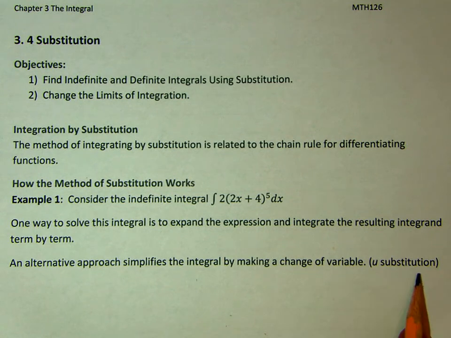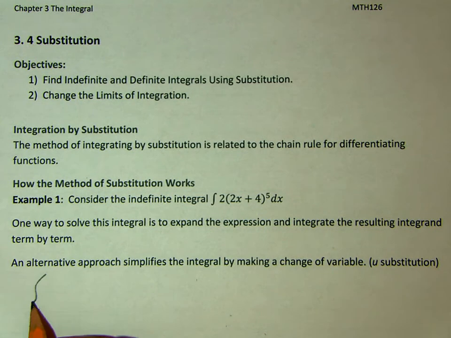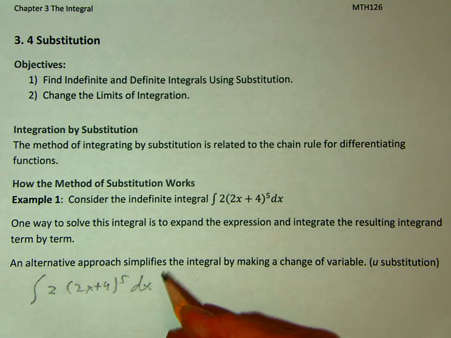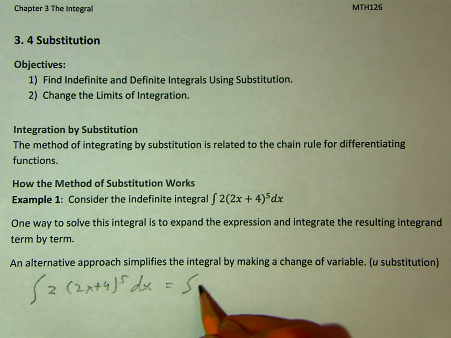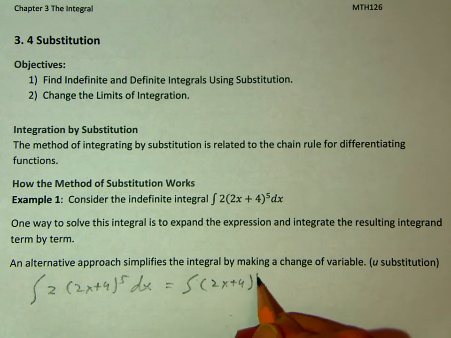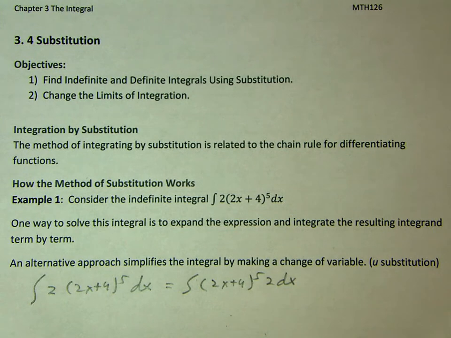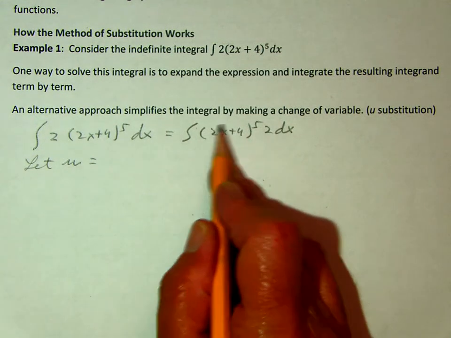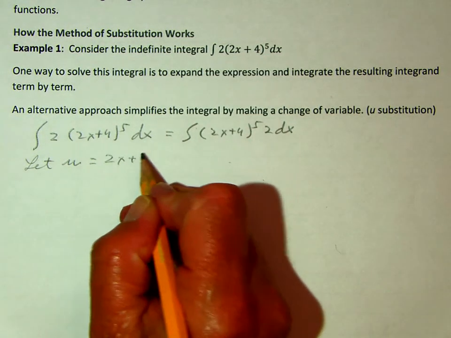This is called u substitution. First, I want to take our original integral and rewrite it just a little bit. Now, if I can simplify the inside here, that's going to give me something that I can integrate more efficiently. So what I'm going to do is let u equal the inside, 2x plus 4.